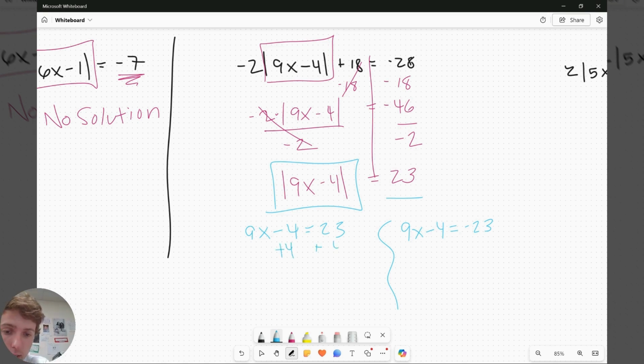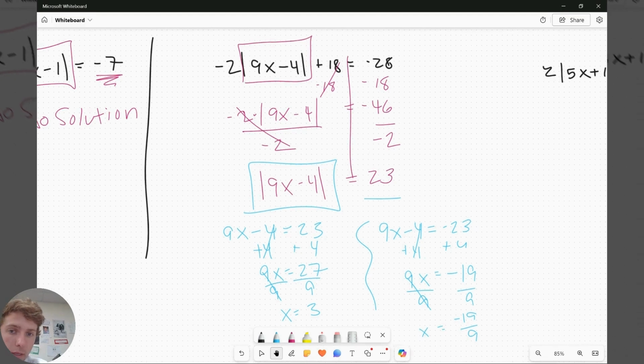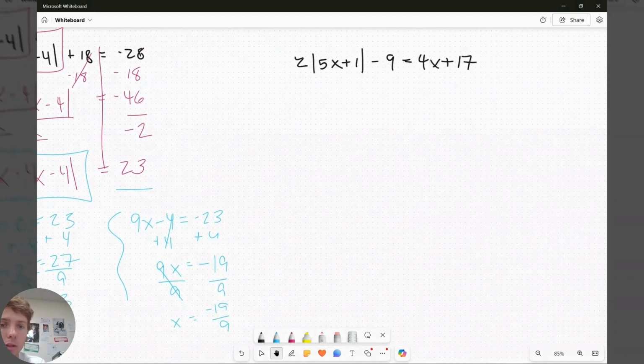Okay, so we'll just do that super quickly and you'll see how we get two answers. This one looks like it will come out as a fraction. That is okay, though. We can just leave it as that fraction there, negative 19 over 9. So that is the idea that we're looking at.